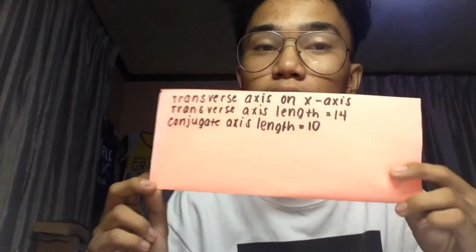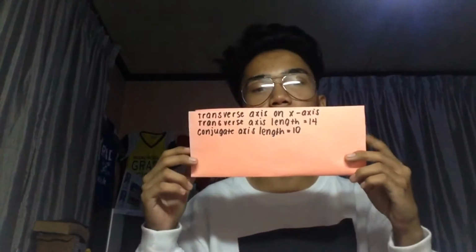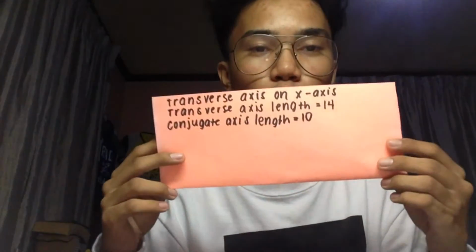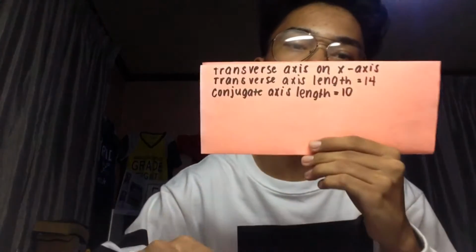So the given is the transverse axis length, which is 14, conjugate axis length, which is 10, and the transverse axis lies on the x-axis. And if the transverse axis lies on the x-axis, then it is a horizontal hyperbola. So let's now work on solving for the standard equation.